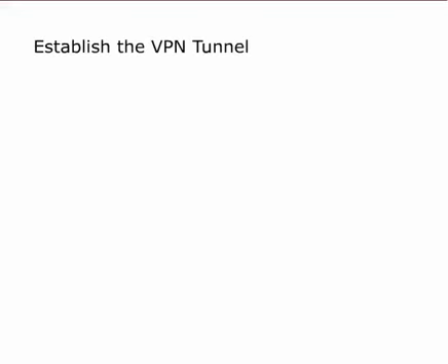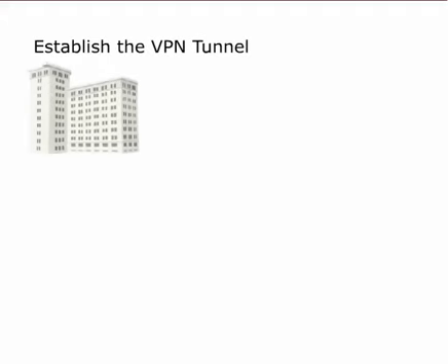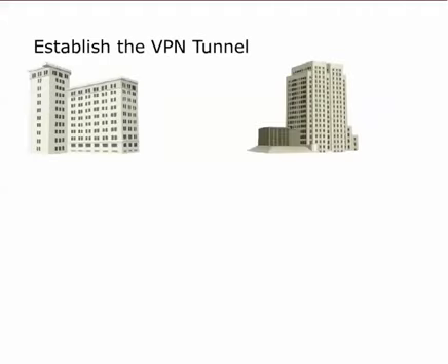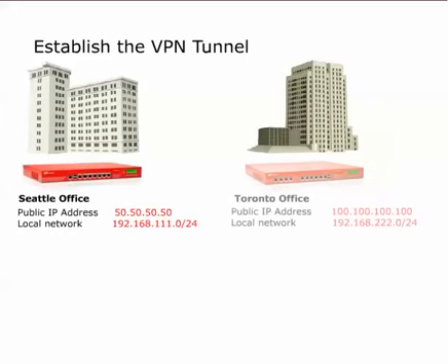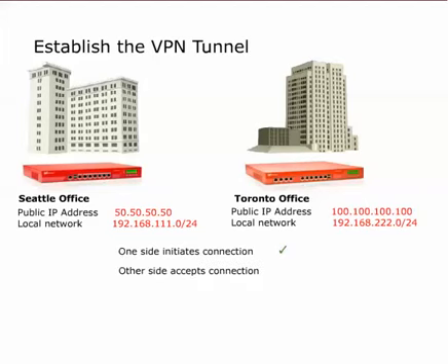Now that we have configured the VPN gateways and tunnels at both sides, let's take a look at how the two XTM devices use these gateway and tunnel settings to establish a tunnel. First, one device initiates a connection. This could be either device. Let's say in this example that Seattle is the initiator. So the XTM device at Seattle uses the remote gateway IP address to contact the VPN gateway device at Toronto. The XTM device at Toronto recognizes Seattle's IP address as a remote VPN gateway in its configuration and accepts the connection.